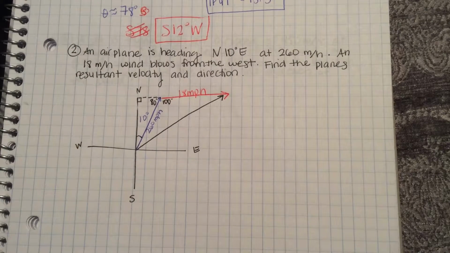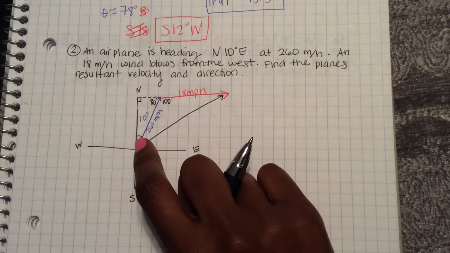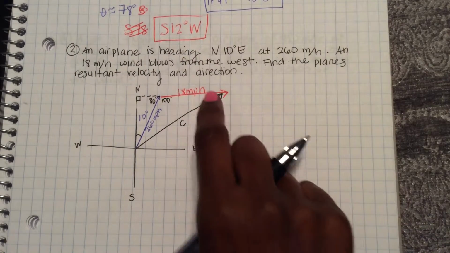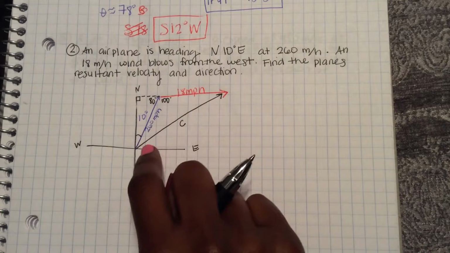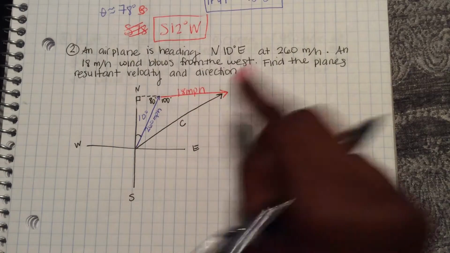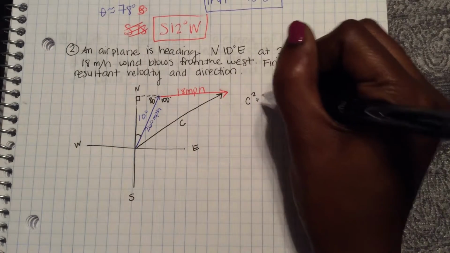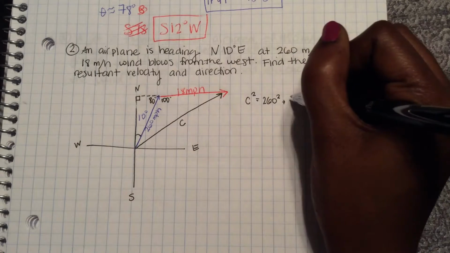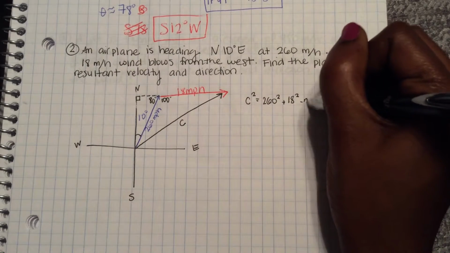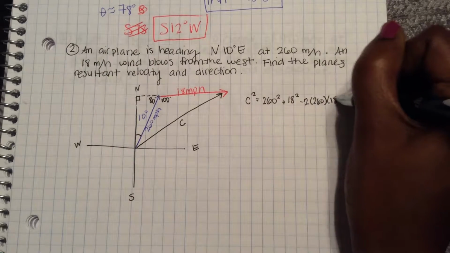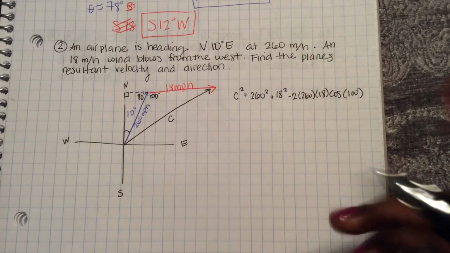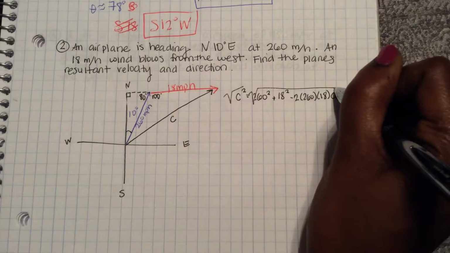So great. So I need to find first, let me go ahead and try to find the resultant velocity. So I'm going to call this C. So I can use the law of cosines to find the velocity of this side. C squared equals 260 squared plus 18 squared minus 2 times 260 times 18 times cosine of 100. So to isolate C, I will just take the square root of all this stuff.